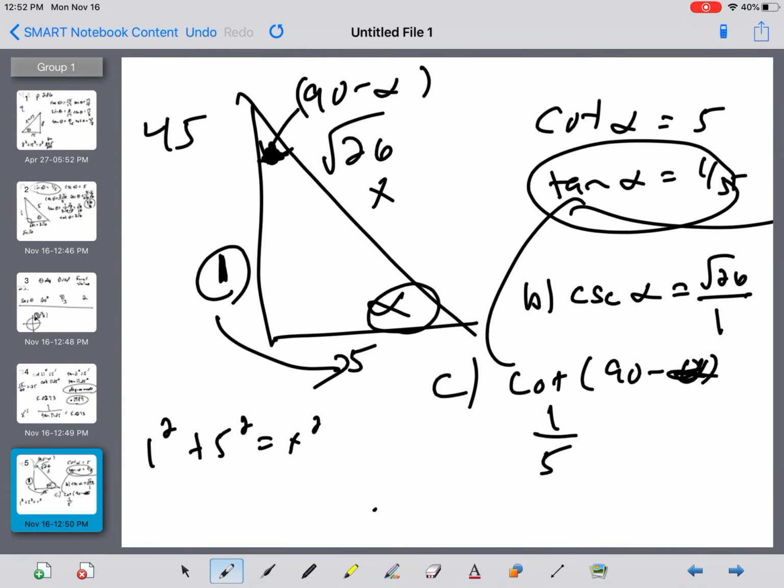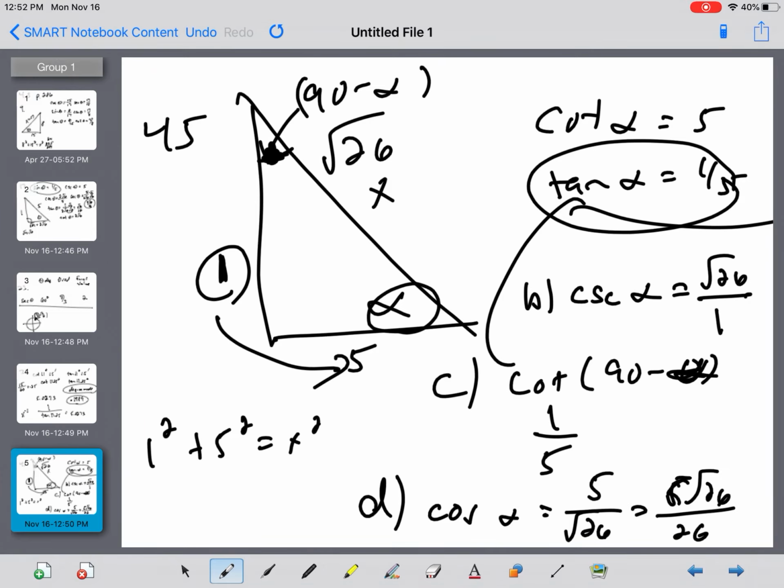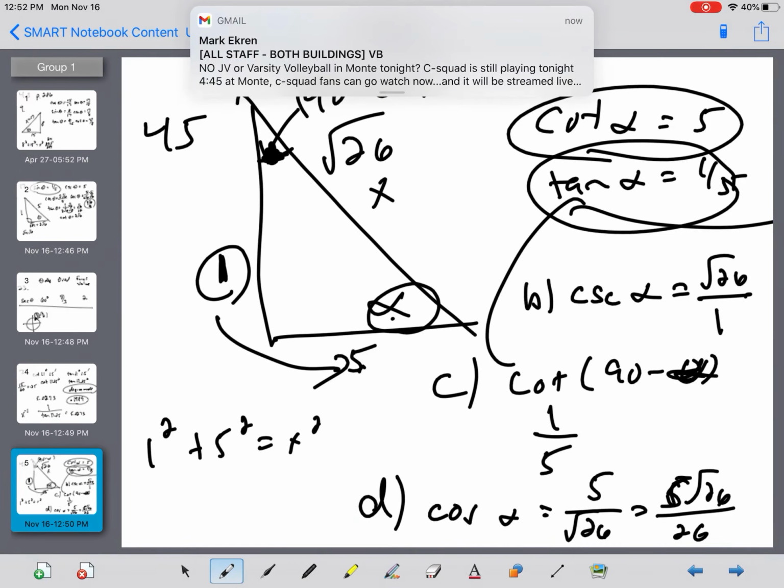And then for 45D, they want to know the cosine of alpha. Cosine is 5 over root 26, which is 5 root 26 over 26. So again, if you know two sides, draw the picture. This is the angle whose cotangent is 5 over 1. The tangent would be 1/5. Find the third side and go from there.